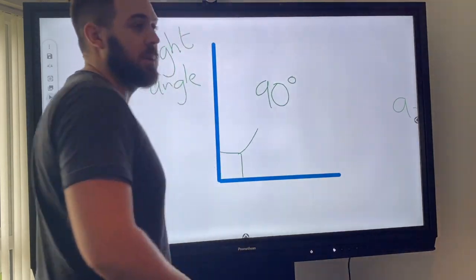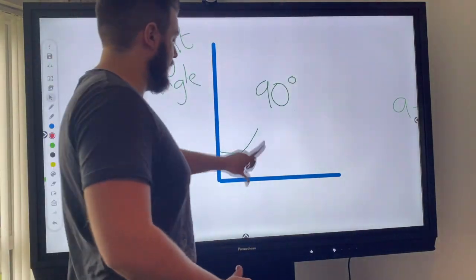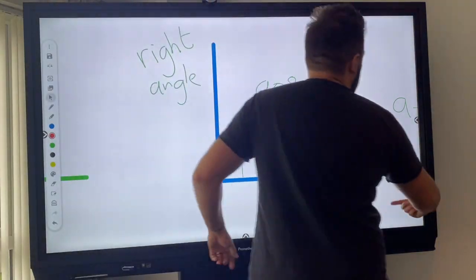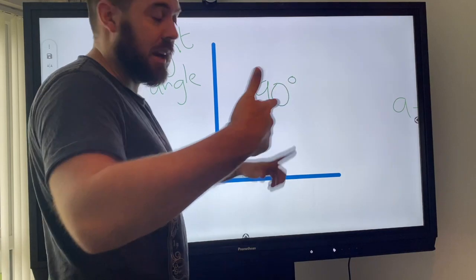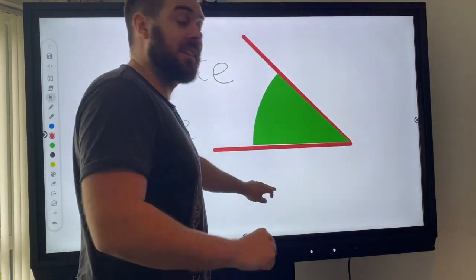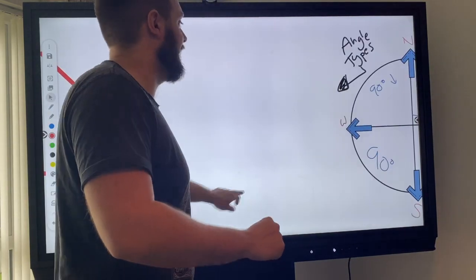We've got a right angle, which is our L. So on our panel here, we've got right angles, and the TV has right angles too. And last one, we've got the tiniest angle, an acute angle. It's less than 90 degrees.